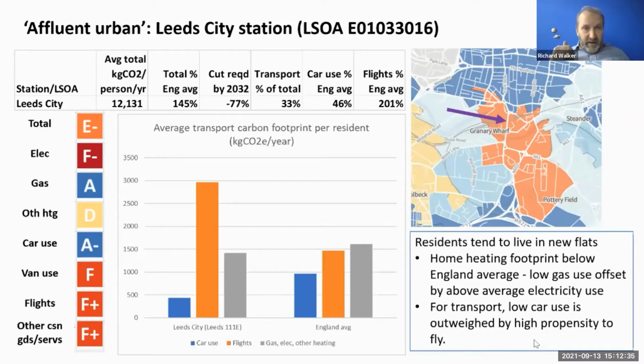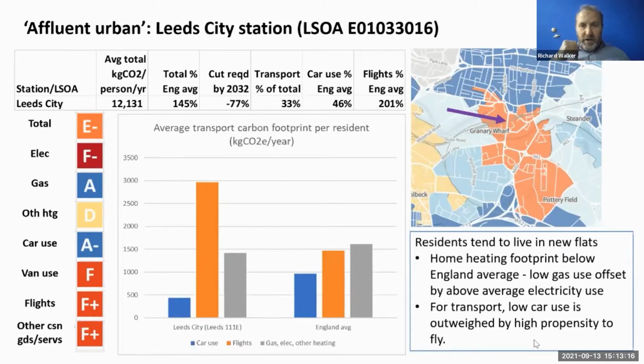So if we look at the table in the top card with the numbers, a carbon footprint of about 12 tons of carbon dioxide per person per year. 1/3 of that is transport, and of that, the low car use is more than offset by the high propensity to fly. That means the average for the area is 45% above the England average, which means that to stay within our Paris commitments, the average person in this area must cut their carbon footprint by 77% by 2032.